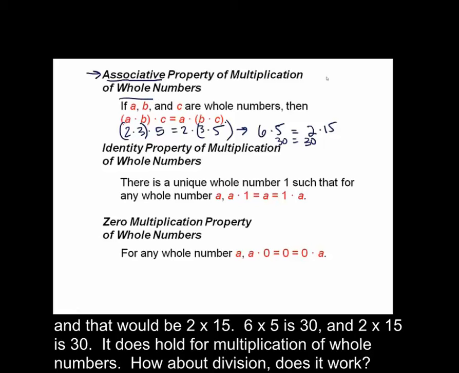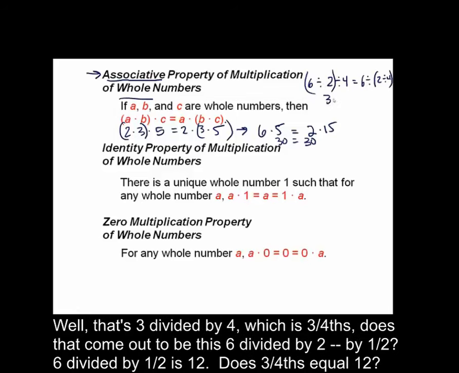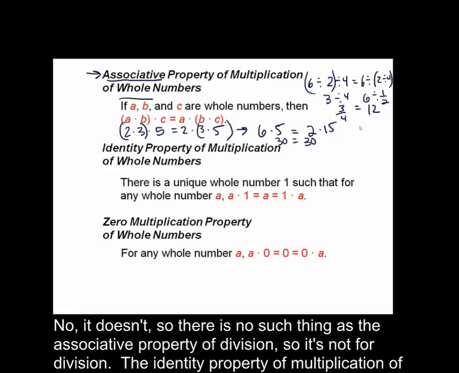How about division? Does it work? Can we say that 6 divided by 2, divided by 4 is the same, if we do this, as 6 divided by 2 divided by 4? Can we associate different pairs? Well, that's 3 divided by 4, which is 3/4. Does that come out to be, this is 6 divided by 1/2? 6 divided by 1/2 is 12. Does 3/4 equal 12? No, it doesn't. So there is no such thing as the associative property of division. So it's not for division.